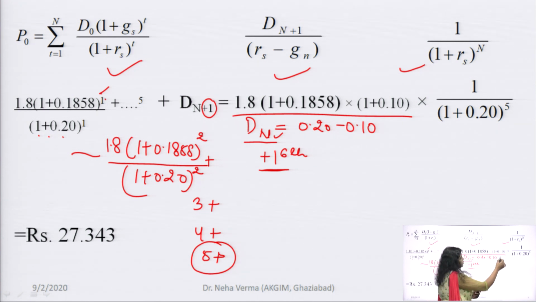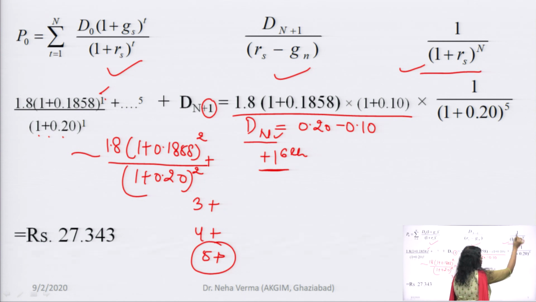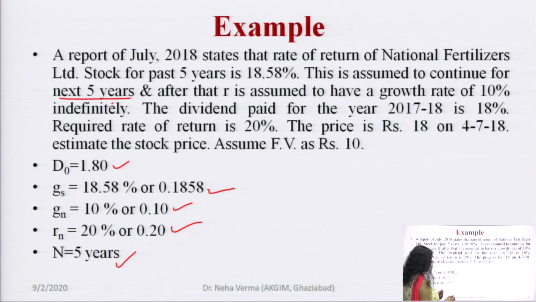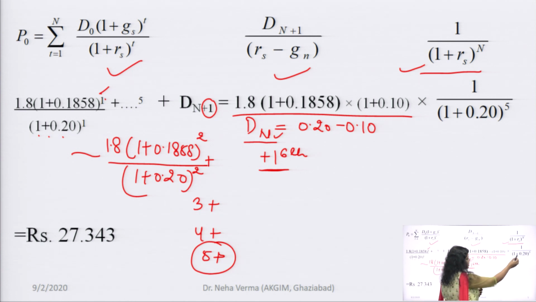Now again, the third term in the formula is 1 divided by 1 plus Rs to the power n. Here the value of Rs given in the question is 0.2, and for n, we have already seen that the value of n over here is 5 years. So it will be to the power 5. With these values we will calculate the value of the third term.